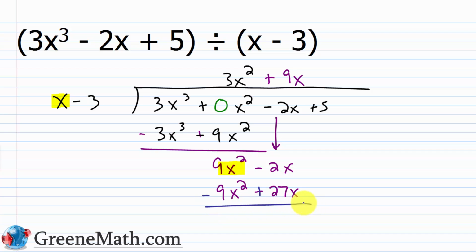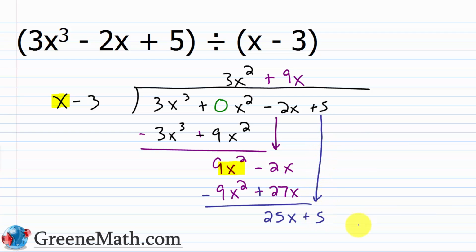Again, change the signs. You have to remember to do that. I can't tell you how many papers I've looked at, how many students I've helped, where they just forget to change the sign, and that's what throws their answer off. So 9x squared minus 9x squared is 0. That cancels. Negative 2x plus 27x would be 25x. And then we have one more term that we can bring down. So let's bring that down.